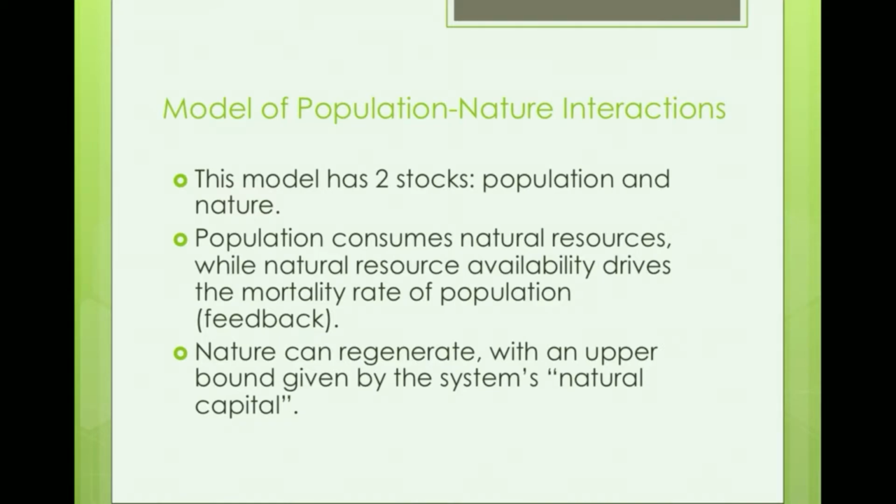The third model that I want to look at today is a little bit more theoretical, but I want to lay the basis for some more sophisticated models that we're going to be looking at in this class. This is a model of population and nature interactions, and it has 2 stocks, population and nature, so let's keep them simple. The premise is that population consumes natural resources, while natural resource availability drives the mortality rate of population through a feedback. Nature can regenerate, and it has an upper bound to this regeneration given what we're going to be calling the system's natural capital.